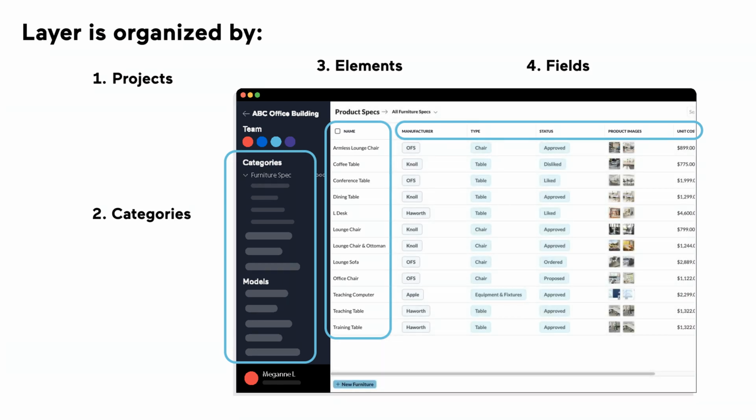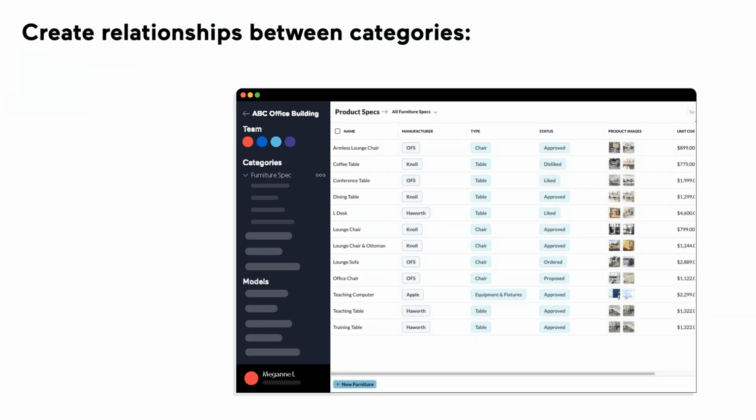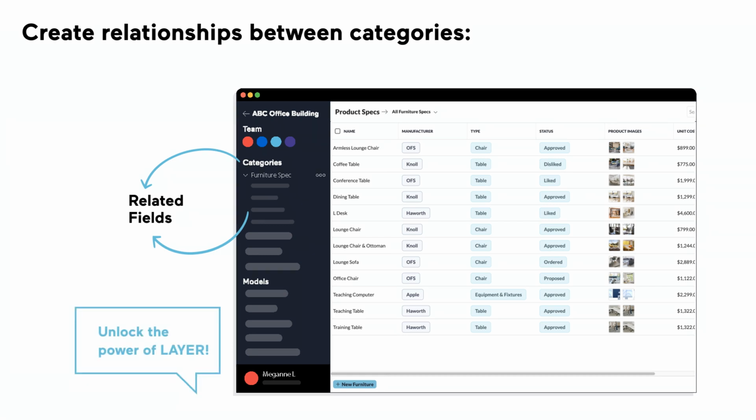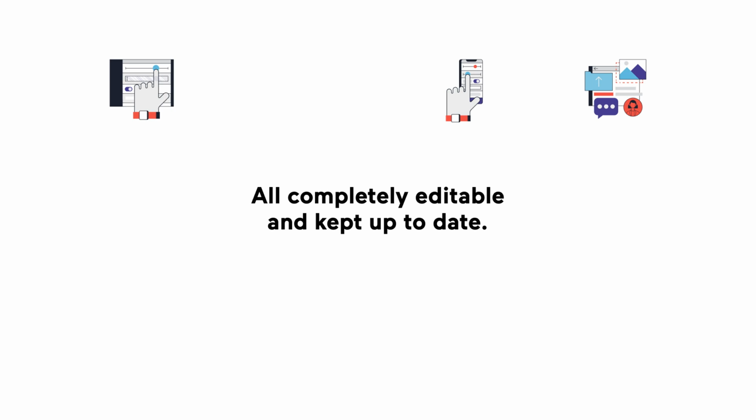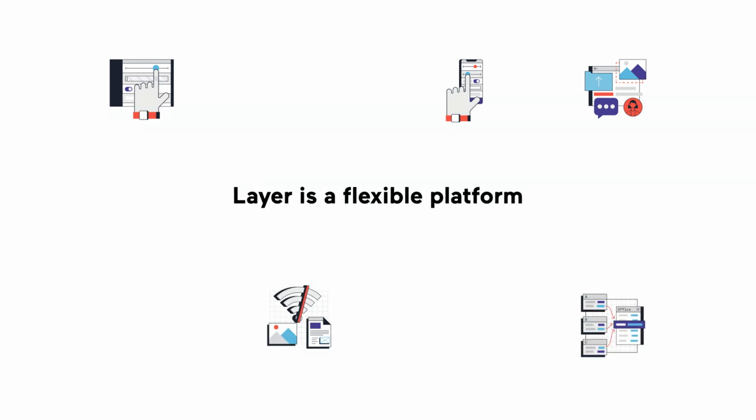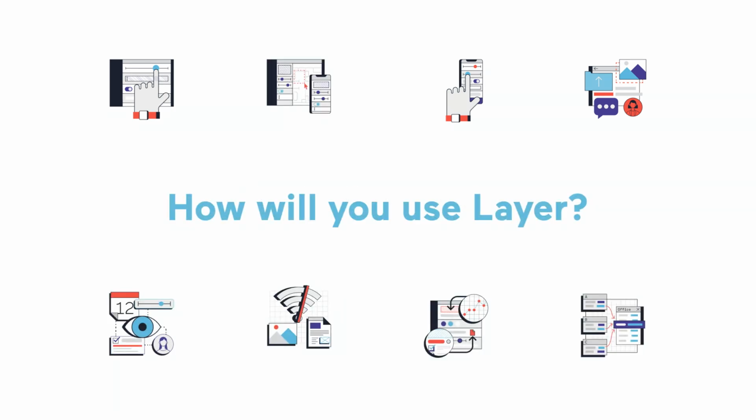With this hierarchy, you can organize anything, and then create relationships between these categories, which lets you unlock the power of Layer. All of this data can be viewed in a gallery view, document view, drawing view. All of this completely editable and kept up to date. Layer is a flexible platform that fits all of your needs. How will you use Layer?